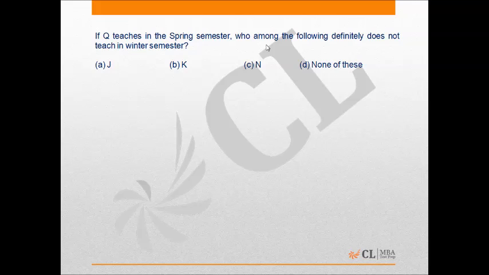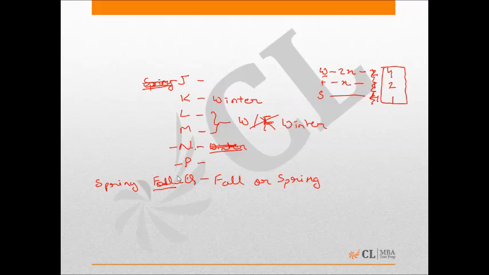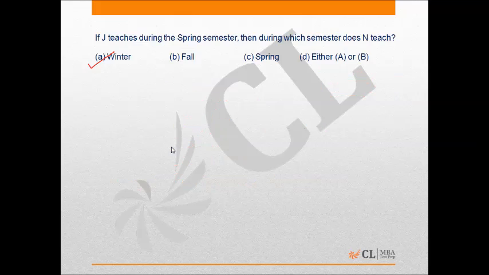Next, if Q teaches in spring, who among the following definitely does not teach in the winter semester? Q teaches in spring. If Q teaches in spring, then who definitely does not teach in winter? We know that K, L, and M are teaching in winter. N and Q teach in different semesters, and J and P teach in different semesters. Both J and P cannot teach in fall. One of them must be teaching in fall and the other in winter. So the four people for winter would be either JKLM or KLMP, because one among J and P must be teaching in winter and the other in fall. So we are left with N, who is supposed to teach in fall only. So N is definitely not teaching in winter, and N is teaching in fall.